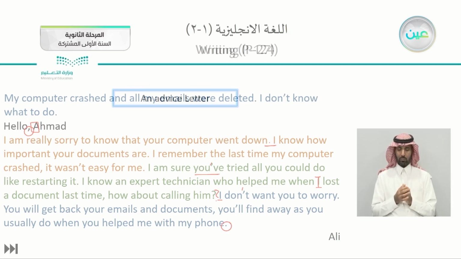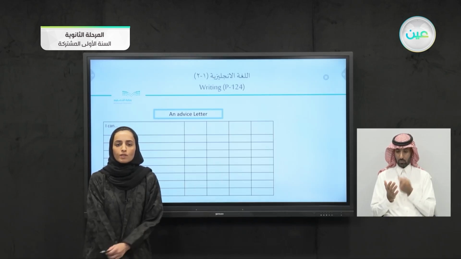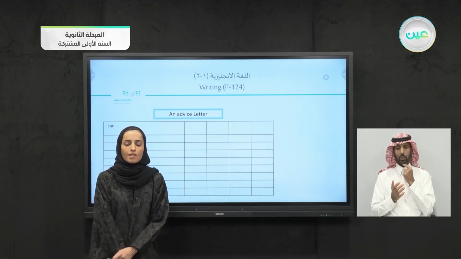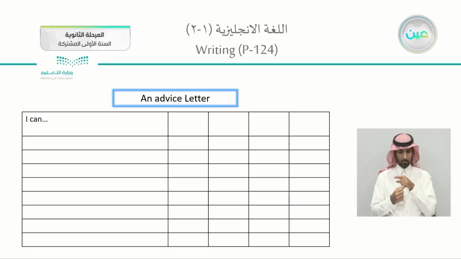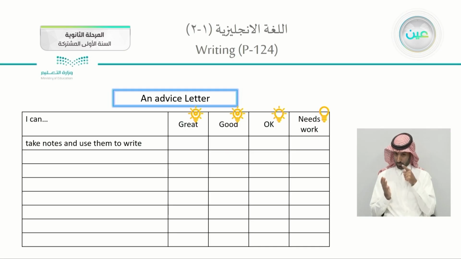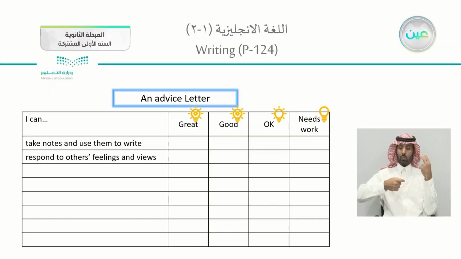Okay, this is it. So for an advice letter, once you write your own advice letter, you can refer to this table on page 124. It is the table that will tell you what to do and what not to do. And you will check whether you are doing great, good, okay, or you need to work on your writing one more time. Check whether I can take notes and use them to write. The notes or the phrases, can you turn them into sentences? Also, we're having the second one. Respond to others' feelings and views.